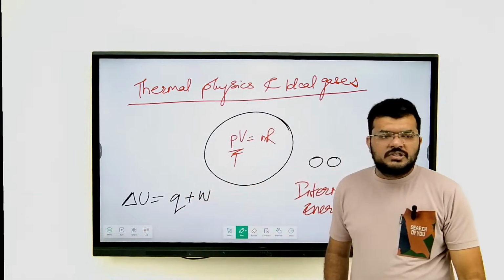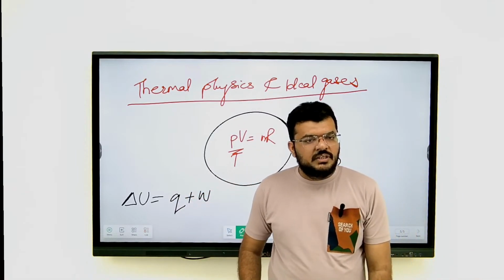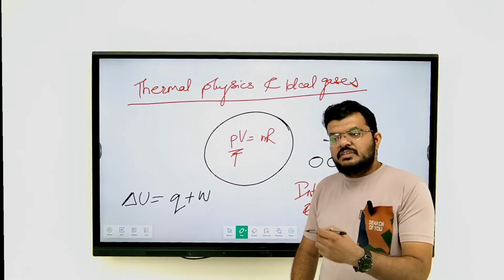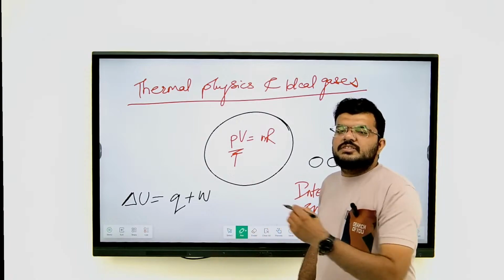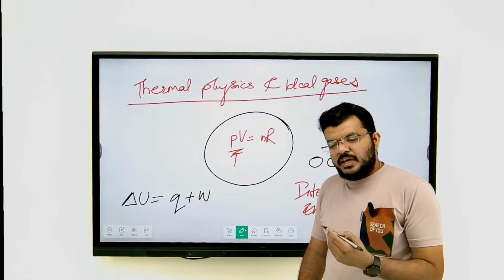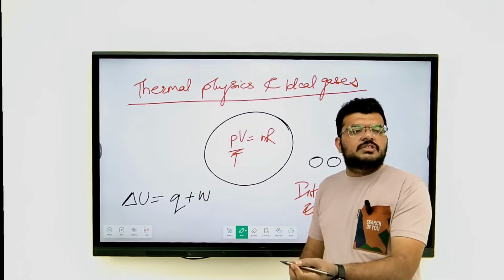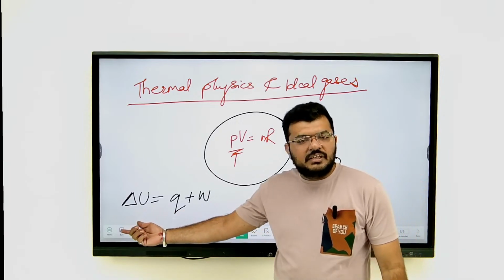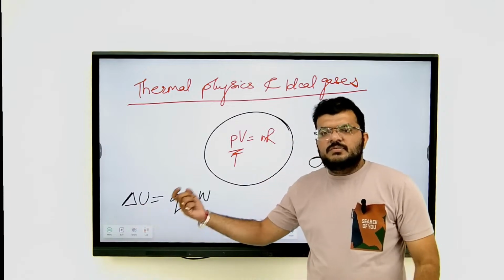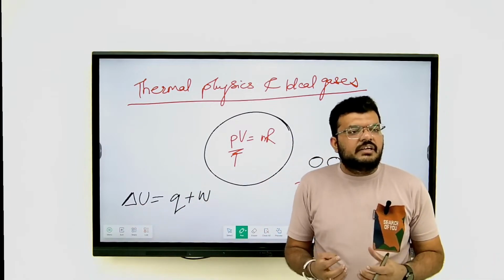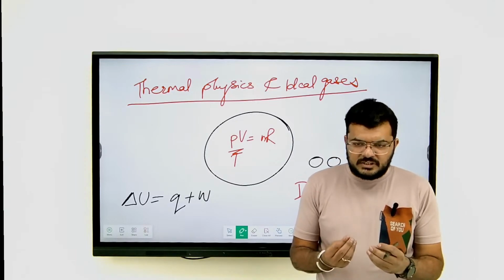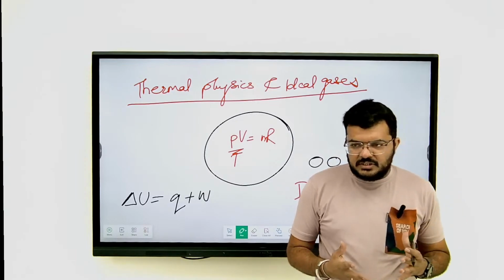This is the first law of thermodynamics, right? If they ask you what does Q mean? Q means the energy supplied to the system. Because we have written plus, you have to write to the system. Work done on the system increases the internal energy. If the system does some work, its internal energy decreases. If it gives out some heat, its internal energy decreases.